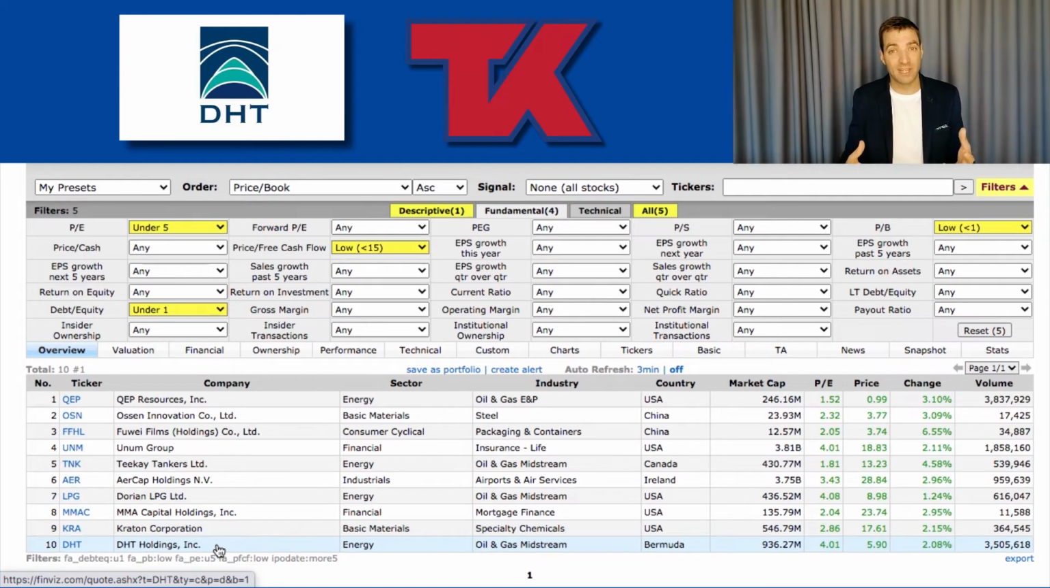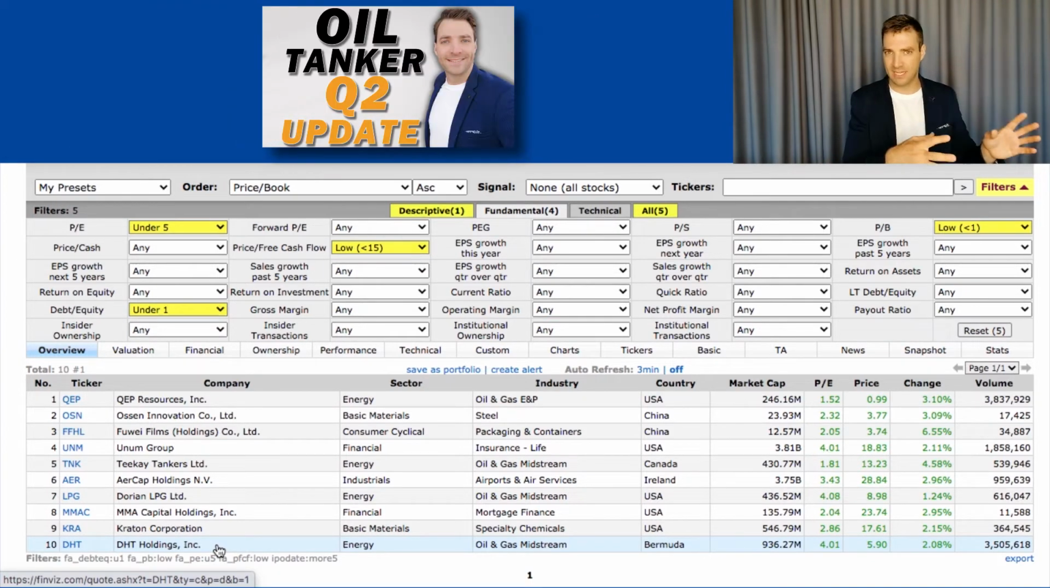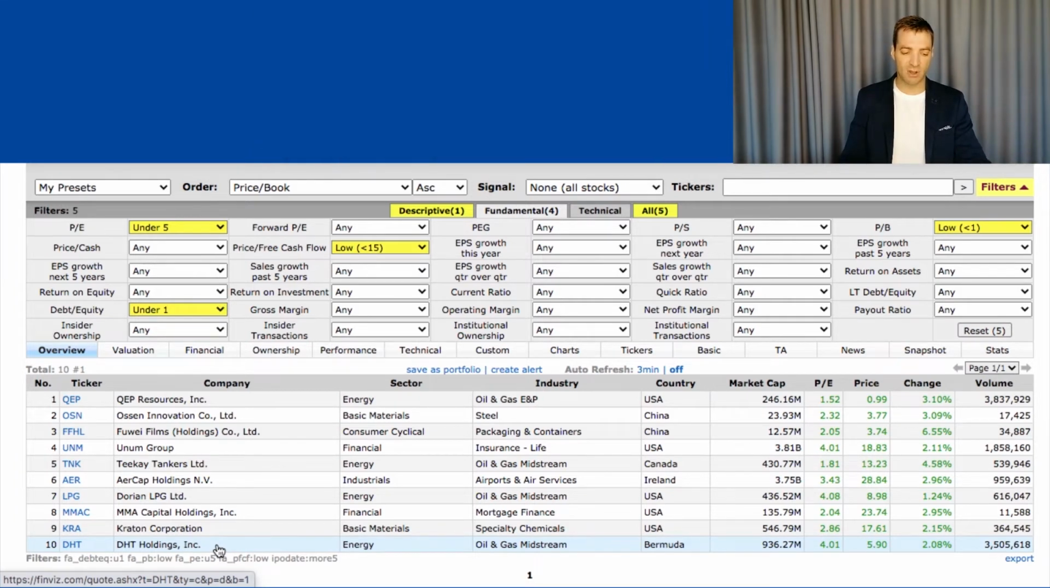Now I actually have significant investments in both these oil tanker companies. If you're interested to know why I invested in these two companies in particular, I have oil tanker videos. You should definitely go back and watch those. But as you can see, I've got a list of 10 companies here that are seriously undervalued for whatever reason, and that's a great place to start going and doing some research.